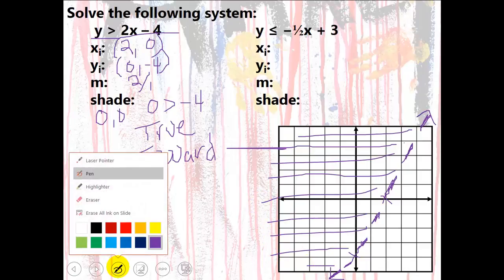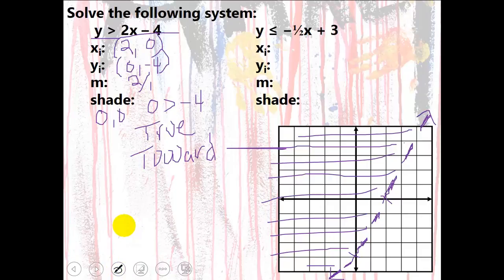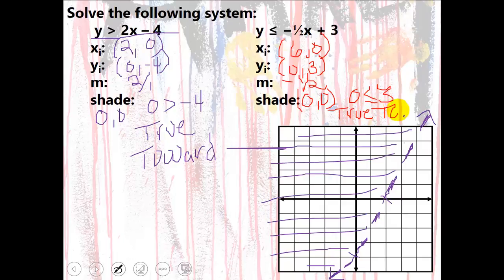For this second equation, I have an x-intercept of, let's say I plug in a 0, the 3 moves over, multiply by negative 2, that's going to be (6, 0). My y-intercept is (0, 3). My slope is negative 1/2. And if I test the point (0, 0), I would get 0 is less than or equal to 3, and that's true, so I would go toward it.